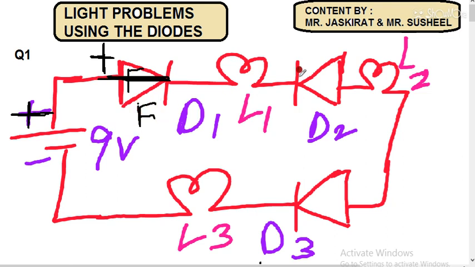Now this positive voltage will go to this terminal, go to this point. Now this diode, D2, will be reverse biased. That's why it will act as an open switch. So that means voltage will not flow from this point to this point. It will act as the open switch. It will offer infinite resistance.